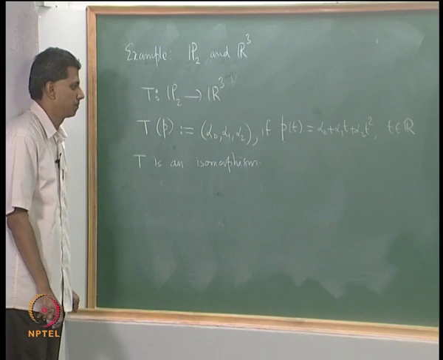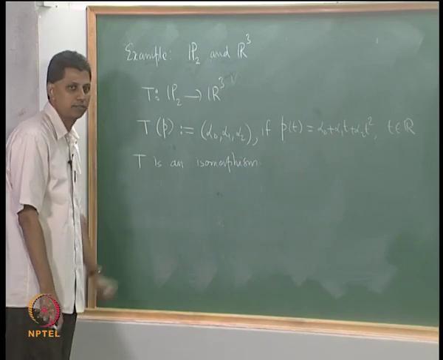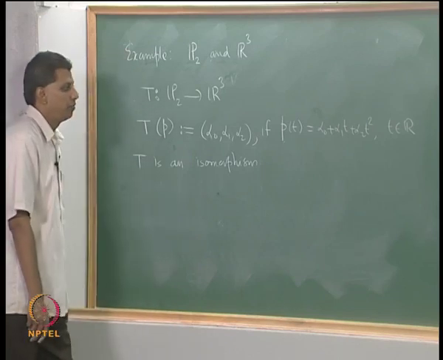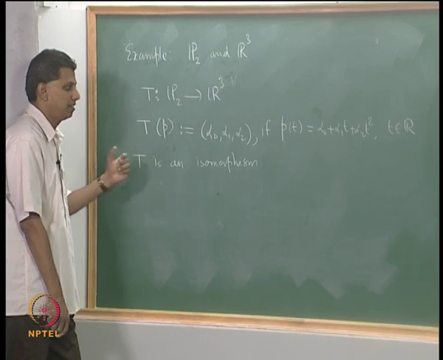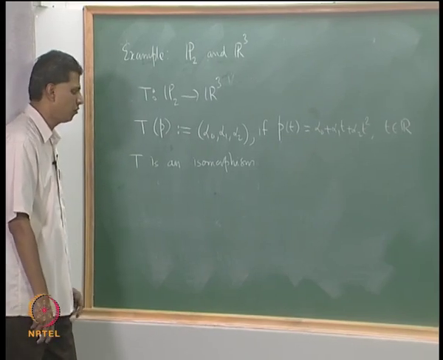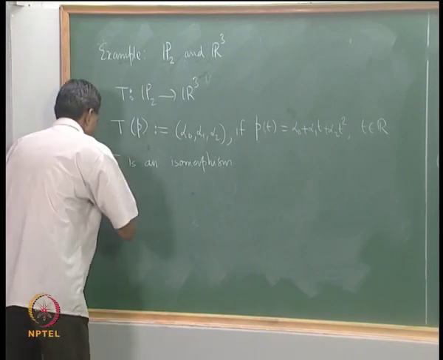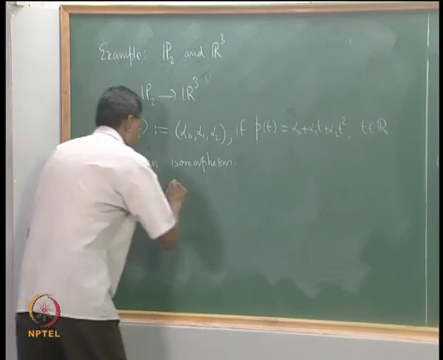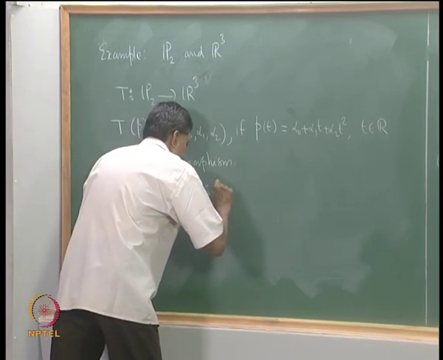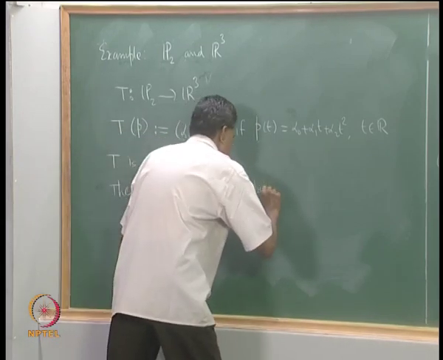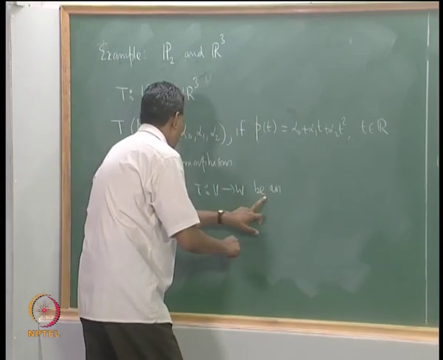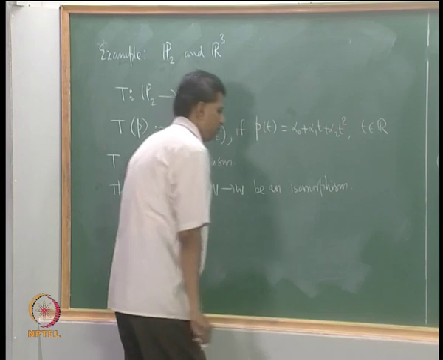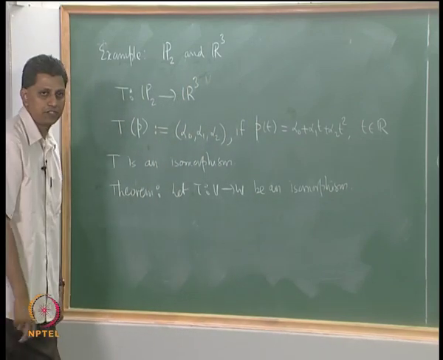T is an isomorphism. Okay, you see that this is almost natural how to associate an isomorphism between vector spaces of the same dimension. Okay, we will try to imitate this in the general case. But before that, I want to prove this result. I have T from V into W, an isomorphism. T from V to W be an isomorphism. I am assuming that V is finite dimensional.